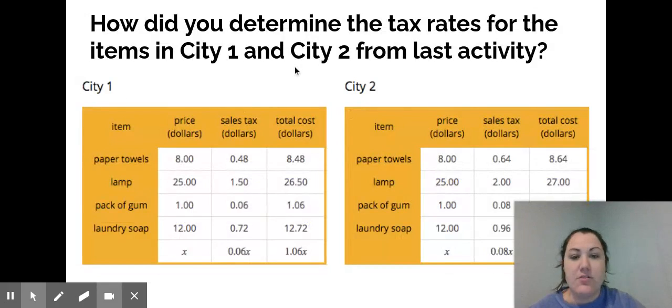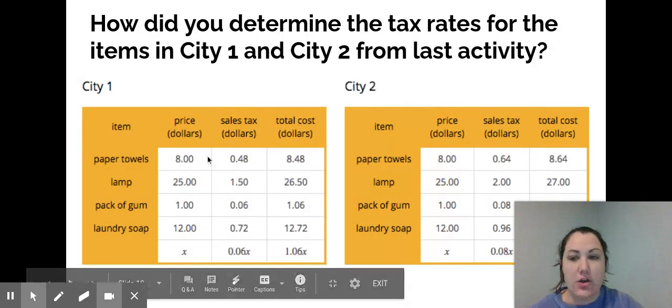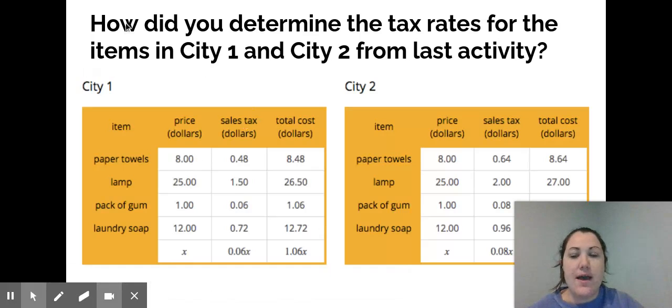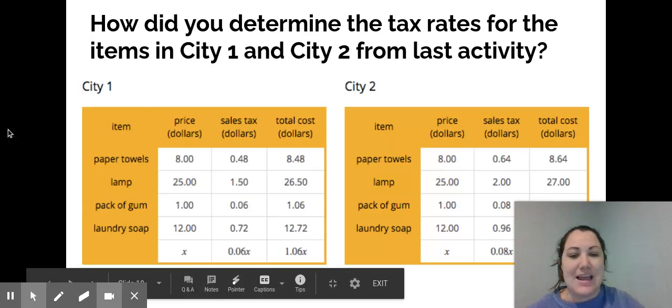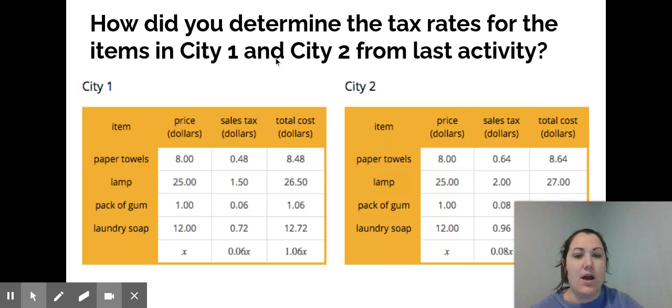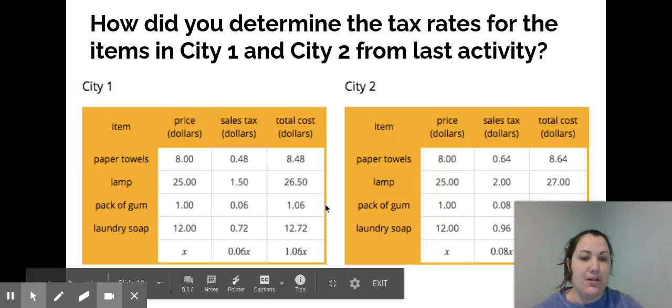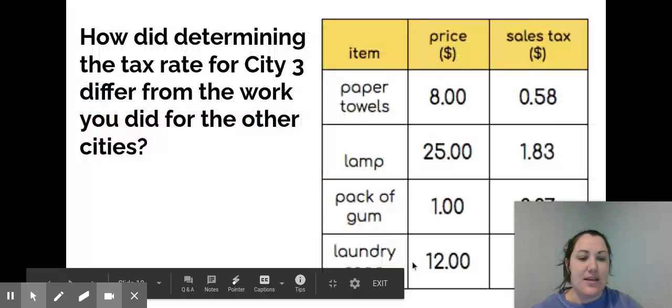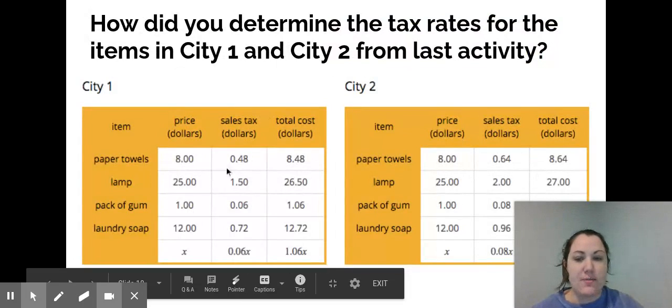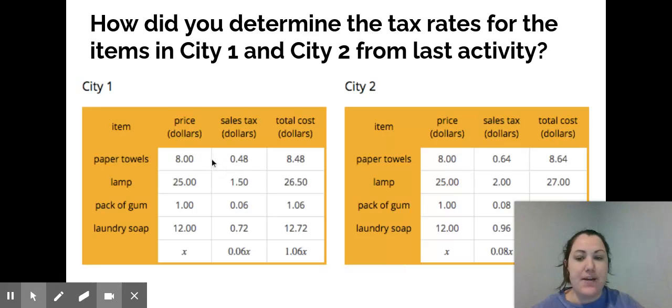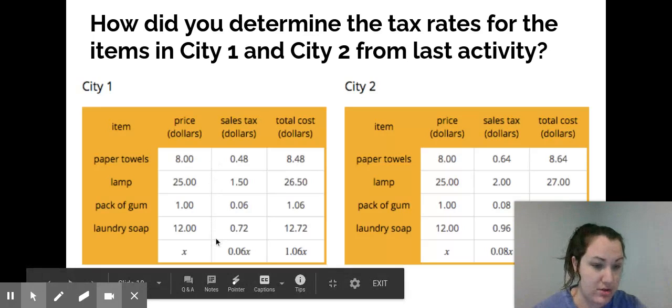Okay. So let's go ahead and talk through these problems. When we first look, think back to activity 2. The question here is, how did you determine the tax rates for the items in city 1 and city 2 from the last activity? So when we completed these, we determined the tax rates by figuring out what my percentage is and then applying it to the rest of them. And we used proportions for that.